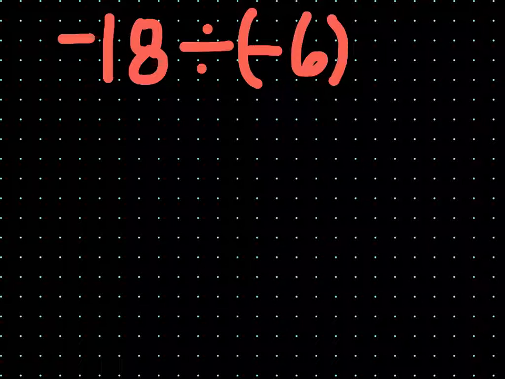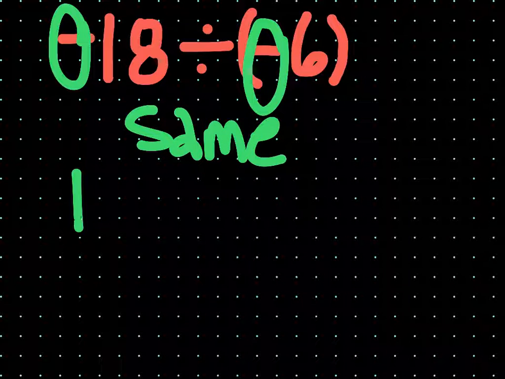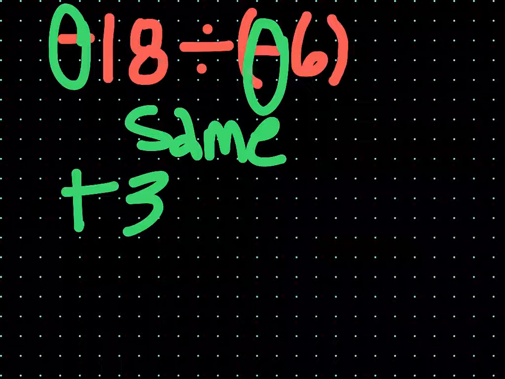Let's look at example 1, dividing integers with signs. Solve -18 divided by -6. Just like when we're multiplying integers, the first thing we want to look at is our signs. Do they have the same sign or a different sign? They have the same sign, so our answer is going to be positive. Then 18 divided by 6 is positive 3.